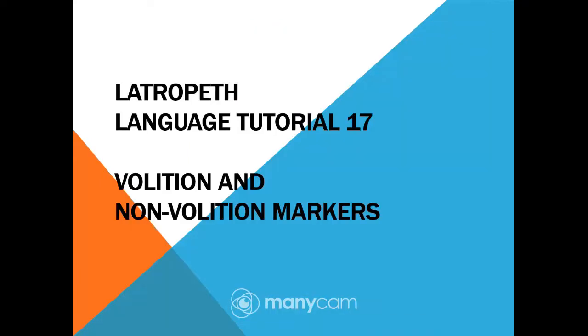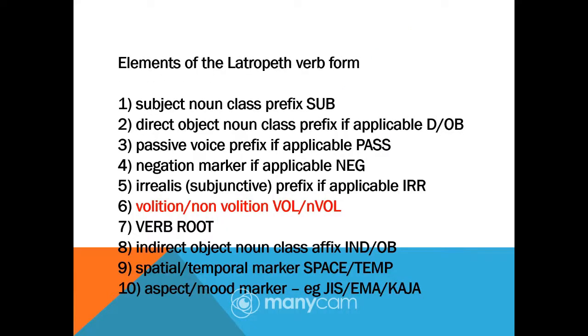Welcome to Latropeth Language Tutorial 17, where we're looking at volition and non-volition markers. So now is a good time to review the Latropeth verb form in its entirety, because as you would know by now, it can be fairly complex in terms of containing quite a few components, and they follow a conventional order in the verb form. So let's break that down.